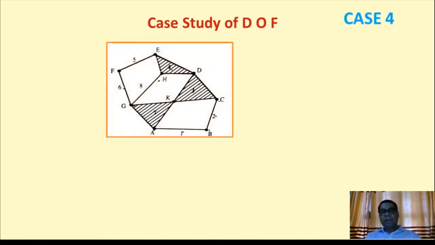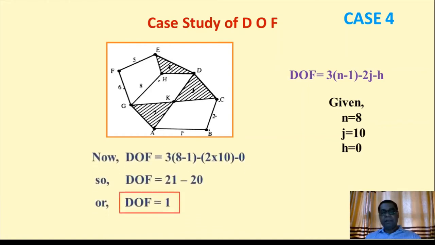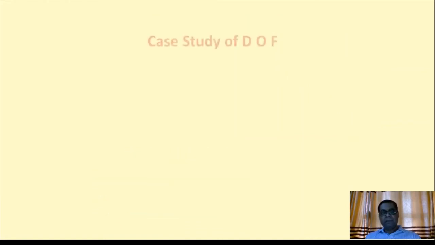The fourth problem over here is a weird kind of mechanism. It looks a bit complicated, but actually it is very simple, because there are 3 triangular shaped links and the others are simple linear links. Over here, according to Grubler's criterion, we get the number of links equal to 8 and the joints are 10. There is no higher pair. If you simply solve it, you will get the answer, that is, the degree of freedom equal to 1.